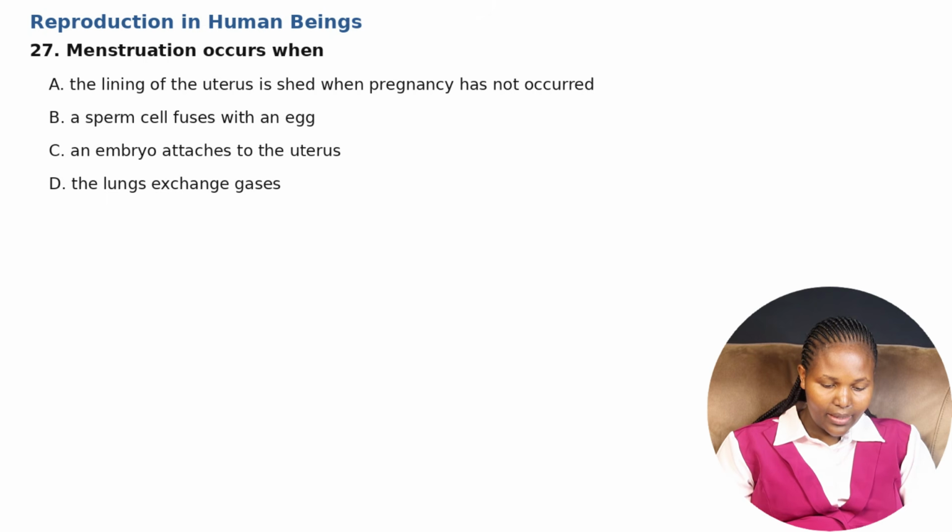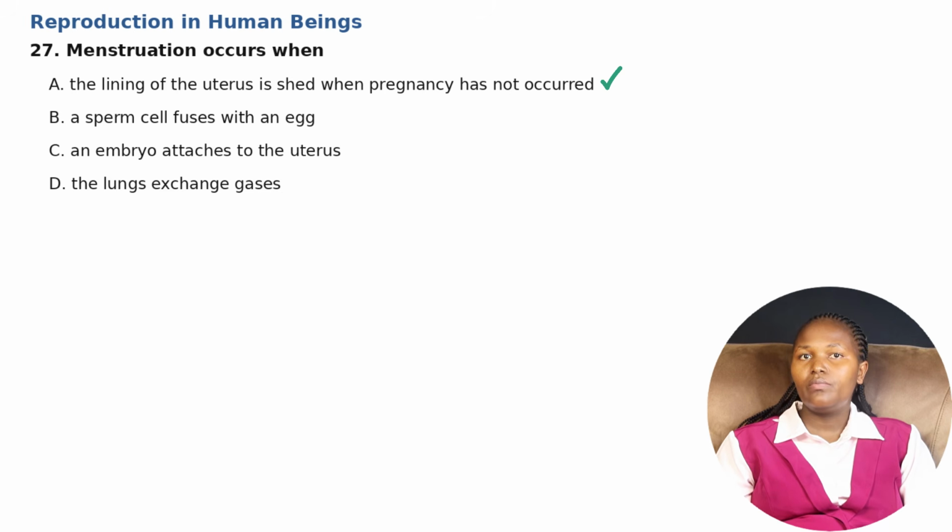Menstruation occurs when A. The lining of the uterus is shed when pregnancy has not occurred. B. A sperm cell fuses with an egg. C. An embryo attaches to the uterus. And D. The lungs exchange gases. So that is very easy. The correct option is A. When pregnancy has not occurred.